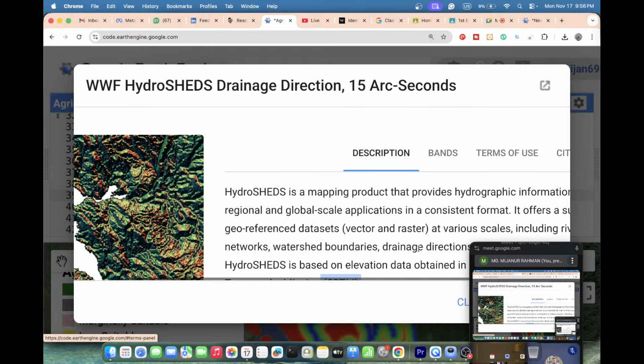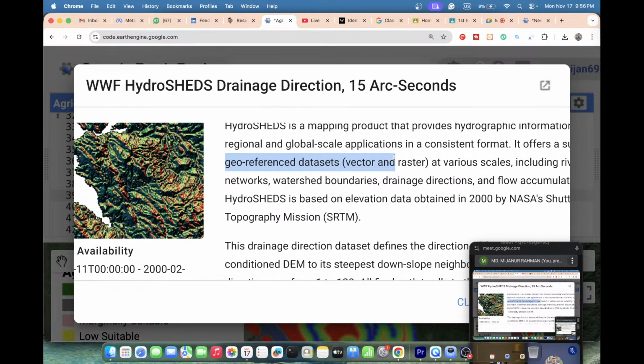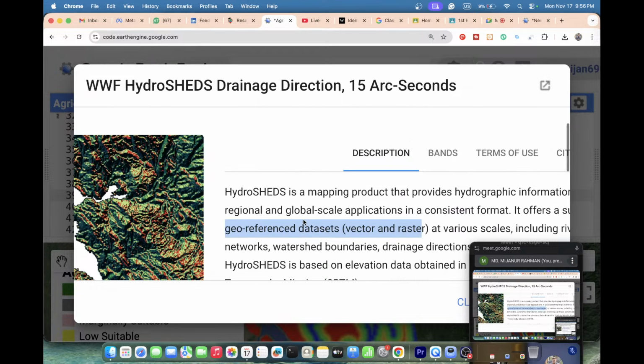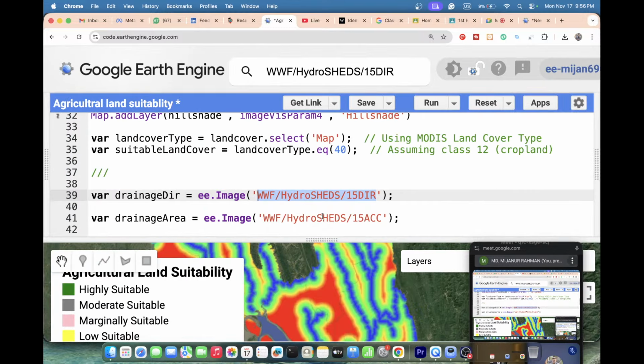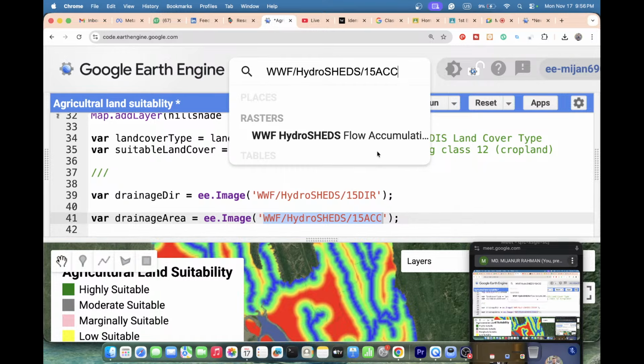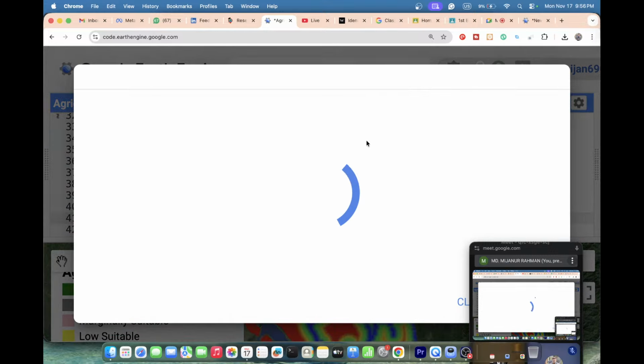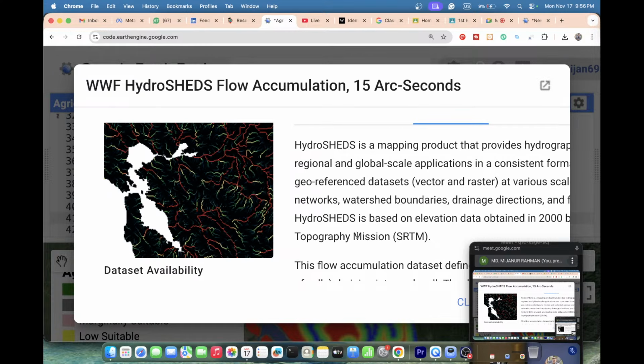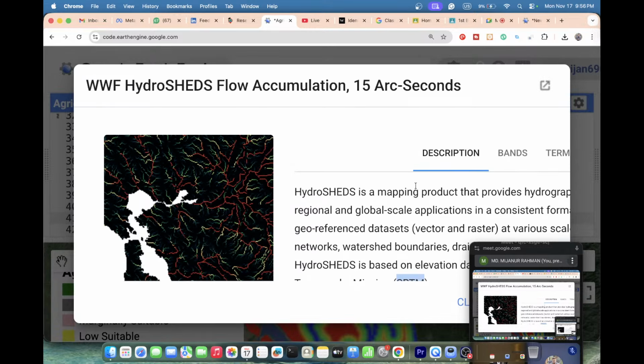We can easily get the georeferenced data set, vector and raster. For the globe it's available. It's a ready-made product we can easily use and get the HydroSHEDS drainage direction. Not only that, we also get the accumulation data set. You can see this is another data set. It provides the flow accumulation, but this type of product is generated from DEM data. Using the NASA SRTM DEM data, you can see there it also mentions the Shuttle Radar Topography Mission, SRTM. They use the NASA SRTM data set and create the HydroSHEDS flow accumulation.